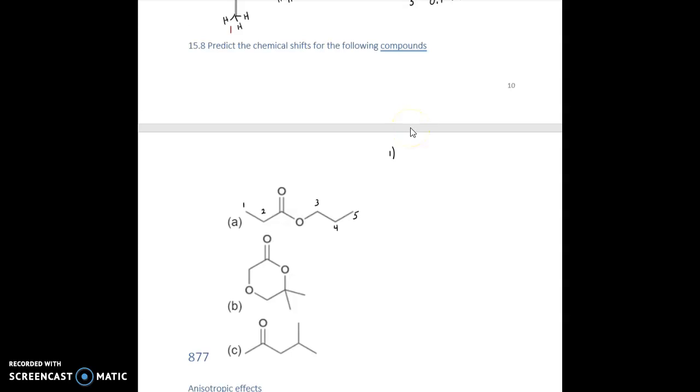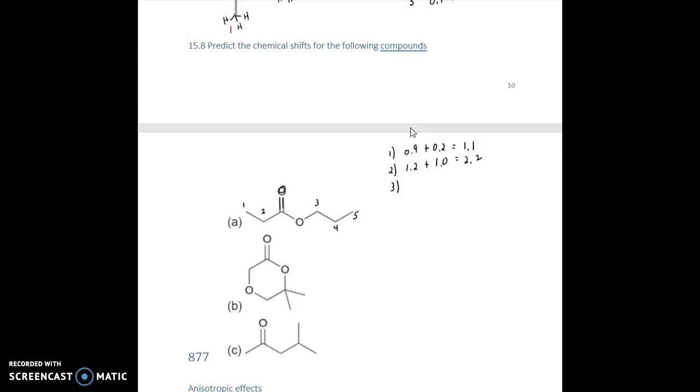We'll start with the protons at the 1st position. These are methyl protons, so we start at 0.9. They are beta to the aldehyde group, and so it's 0.2. We expect to see that at 1.1. The ones at the 2nd position, these are methylene, so they start at 1.2. They are alpha to that same aldehyde group, and so they're 2.2.